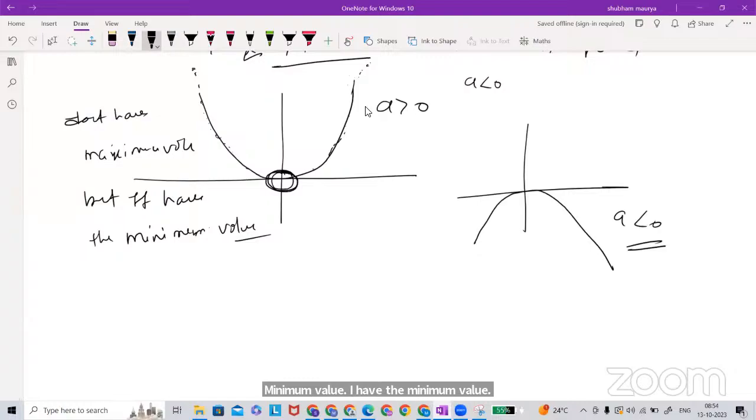Similarly, for the downward one, it has the maximum value. See that these are the function values. It has the maximum value here, but it doesn't have the minimum value. Okay, this is the maximum value.